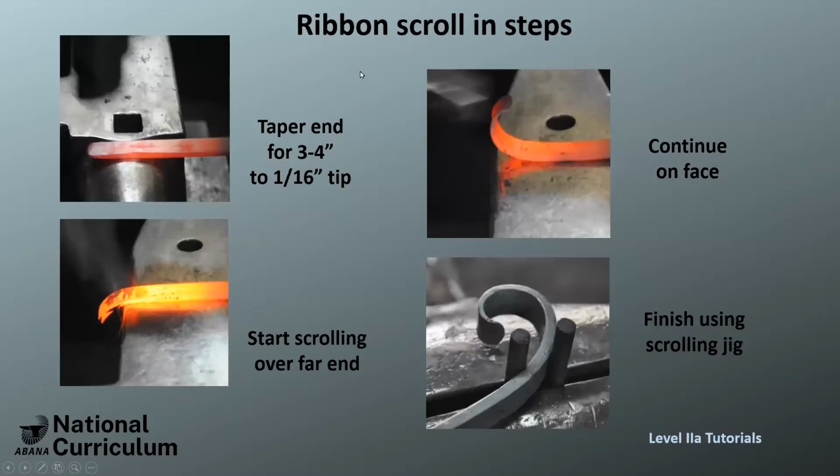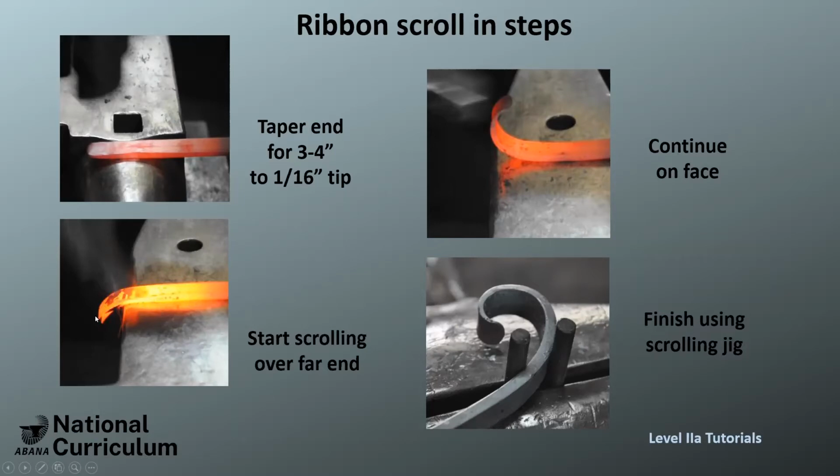Here are the steps of the ribbon scroll. I taper the end to about 3 to 4 inches with a 1/16 tip. I start that on the horn because it's much faster. You have to be careful to not go too far, then you might have thin spots. And then you straighten it out on the face of the anvil. You start scrolling it, and I do it over a rounded edge on my anvil. Actually, my anvil has rounded edges everywhere. On this spot, it's a little tighter, and here's a little rounder, but nothing is sharp on my anvil.